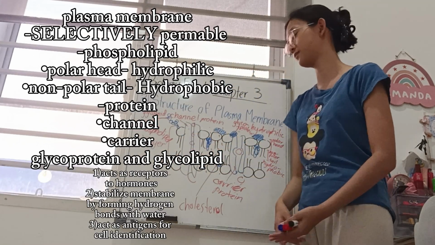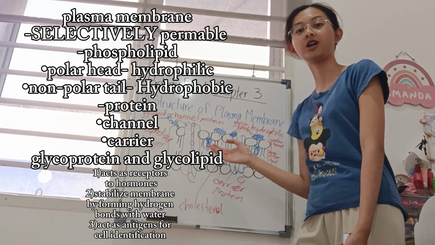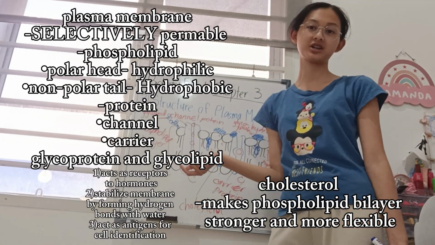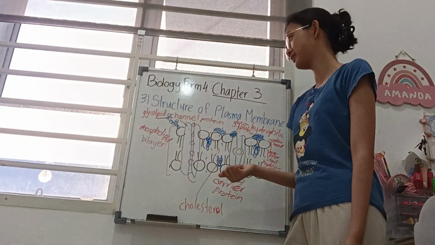And lastly, cholesterol. Cholesterol makes the phospholipid bilayer stronger and more flexible. That is all for 3.1.